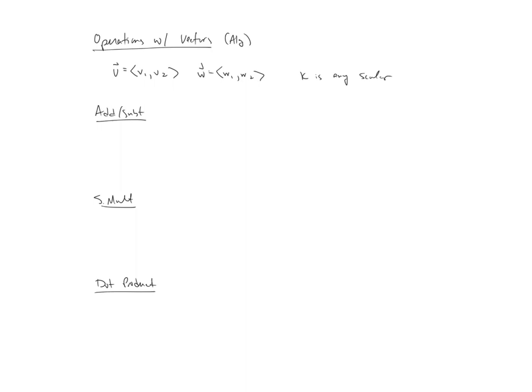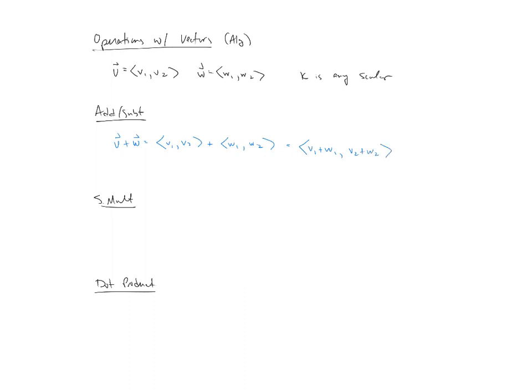All right, in this video, we're ready to talk about the operations of vectors, but now algebraically. So we have vectors v and w defined in component form, and k is any scalar. Now, to add or subtract two vectors, we'll take vector v plus vector w, which is <v1, v2> plus <w1, w2>, and we're simply going to add corresponding components. So this would be <v1 plus w1, v2 plus w2>.